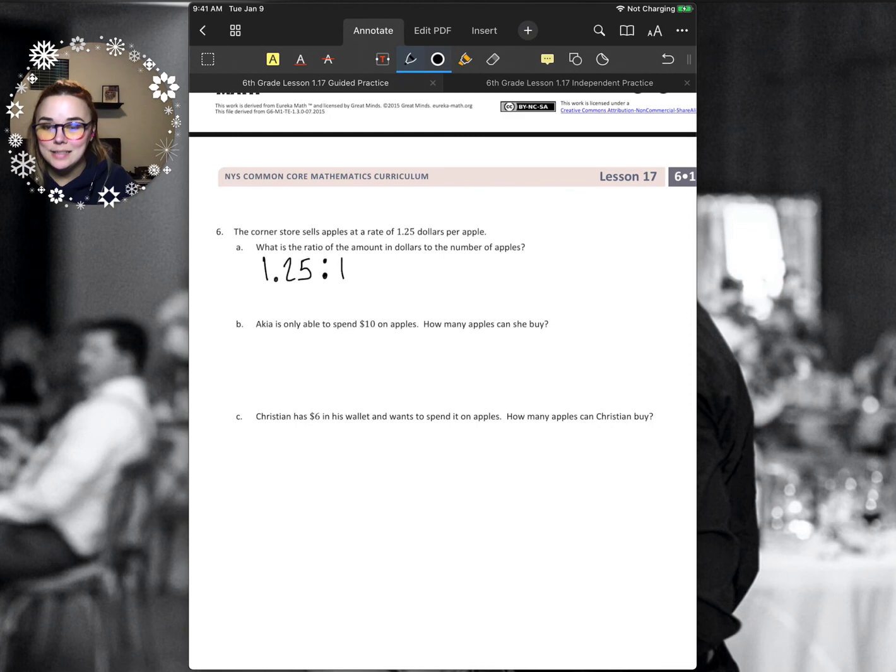We'll try multiplying by 8. So we'll take 1.25 and multiply times 8. 8 times 5 gives us 40. 8 times 2 gives us 16, plus 4 gives us 20. And 8 times 1 gives us 8, plus 2 gives us 10. We have 2 numerals after our decimal point, so our decimal point is going to have 2 zeros behind it. So that means that she's spending exactly $10. Perfect. That's how much she has. So she can buy 8 apples.